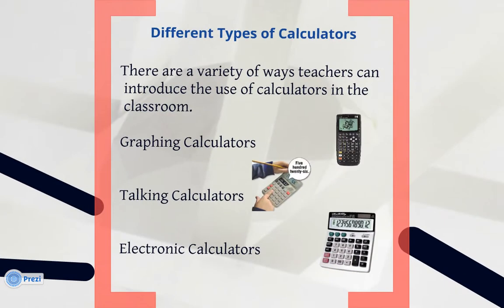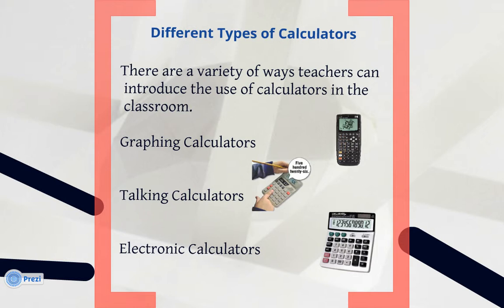There are a variety of ways teachers can introduce the use of calculators in the classroom. Graphing calculators can support students with fine motor difficulties and can support students in visualizing mathematical concepts. Talking calculators assist students with dyslexia or dyscalculia. The voice output provides feedback to the students that can assist them in identifying errors. Hearing the calculator answer can decrease any commonly reversed numbers that students with dyslexia or dyscalculia can experience when reading.